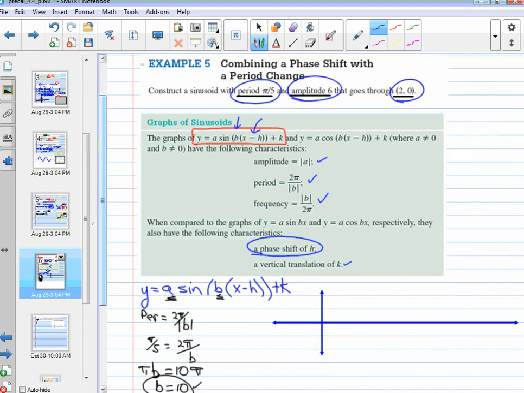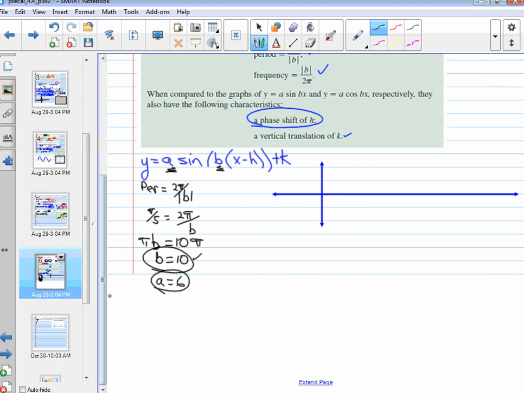point 2, 0. Now normally a sine graph starts here, right at the origin, right? So why don't we just take this point and slide it over to 2, 0, which means I have a phase shift of 2, moving it to the right 2. If I want to do a phase shift, then I'm going to have a minus 2 right there. H is 2, which would be x minus 2. Well, let's just fill that all in now.